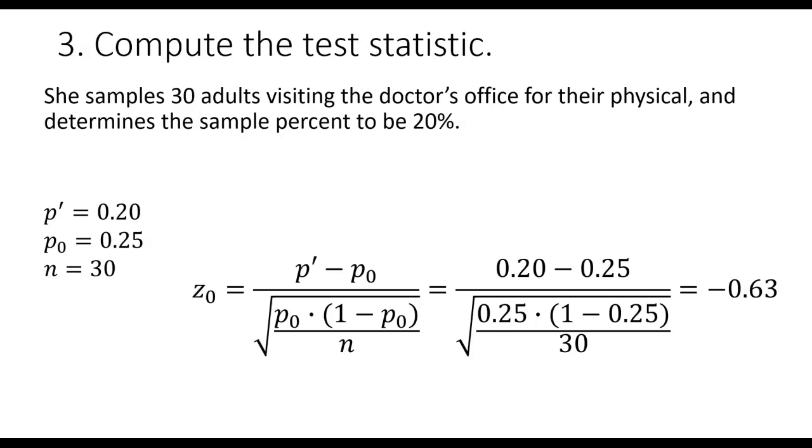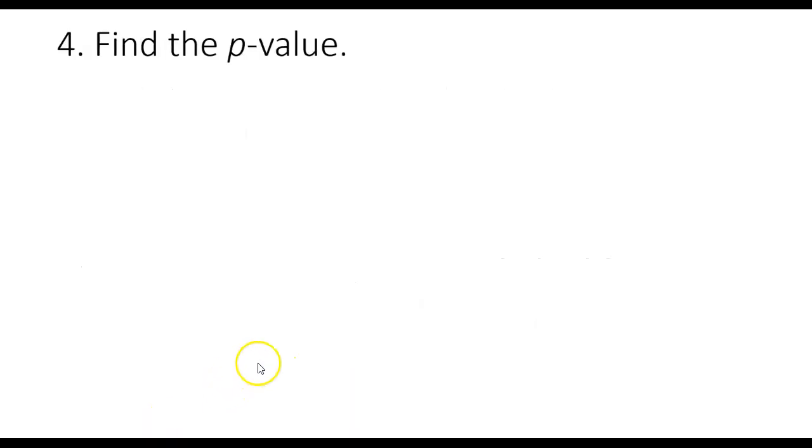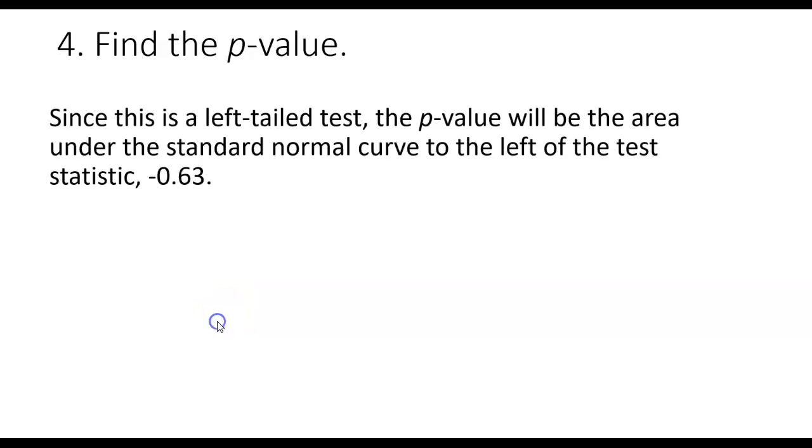So here, after we plug in our numbers, please make sure to follow the order of operations. Use parentheses if you're punching this all into your calculator at one time, making sure to keep the numerator and denominator separate. After the mathematical computation, we end up with a test statistic of negative 0.63. We now will use that to find the p-value.